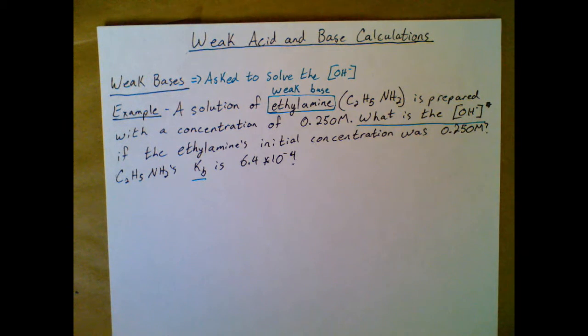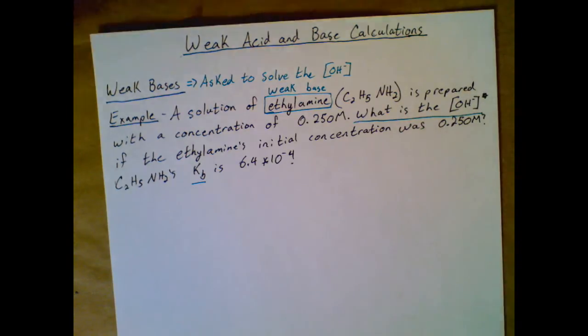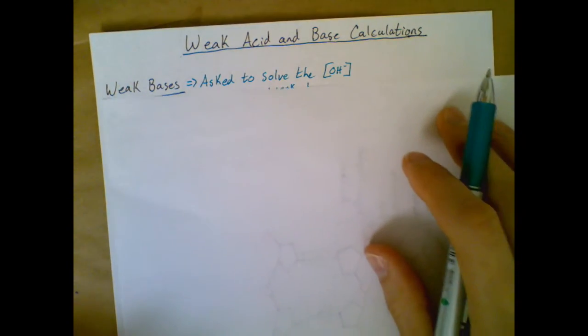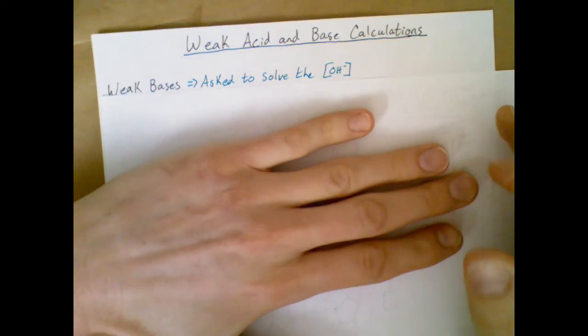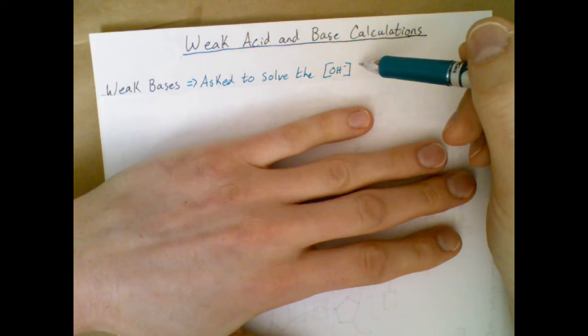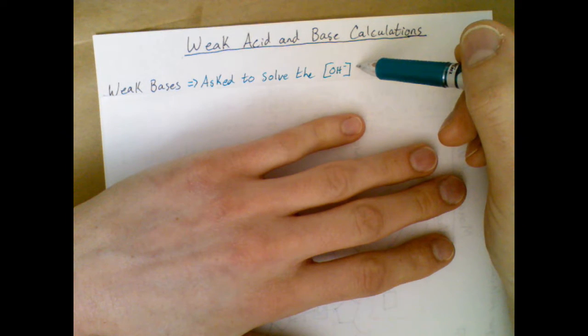Alright, welcome back. So in our previous video we took a look at how to do weak acid calculations, and in this video we're going to take a look at how to do weak base calculations. Now a weak base calculation, we're just going to ignore a few things for a moment. So we're just going to cover this stuff up here. When we're dealing with a weak base, you tend to be asked to solve the OH minus concentration. That's usually what we're trying to figure out.